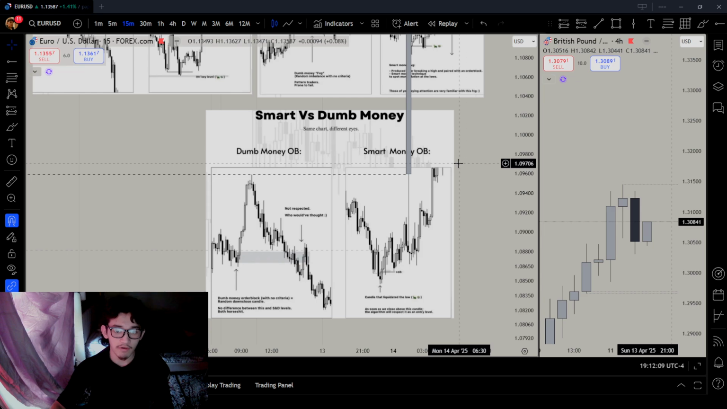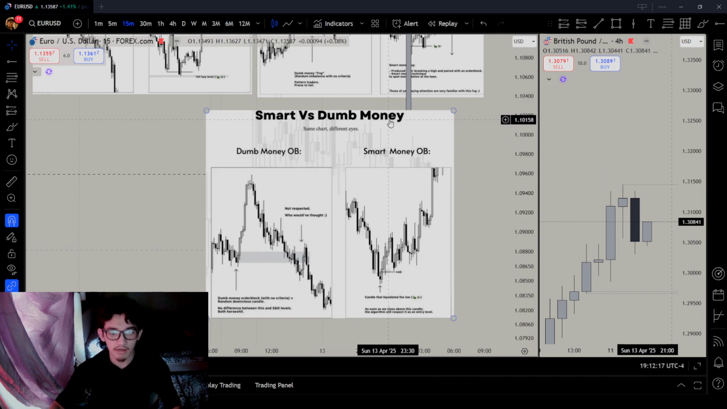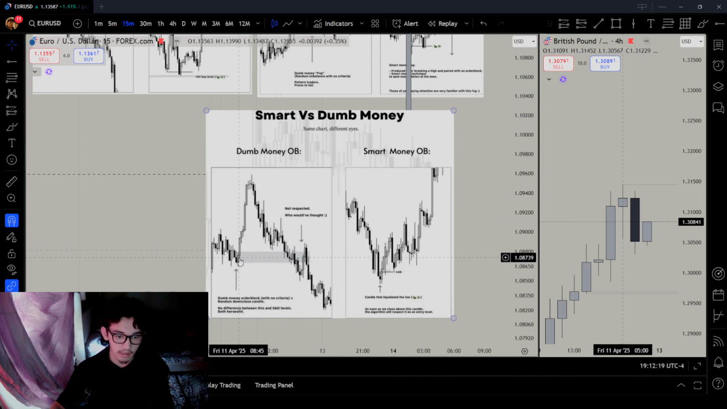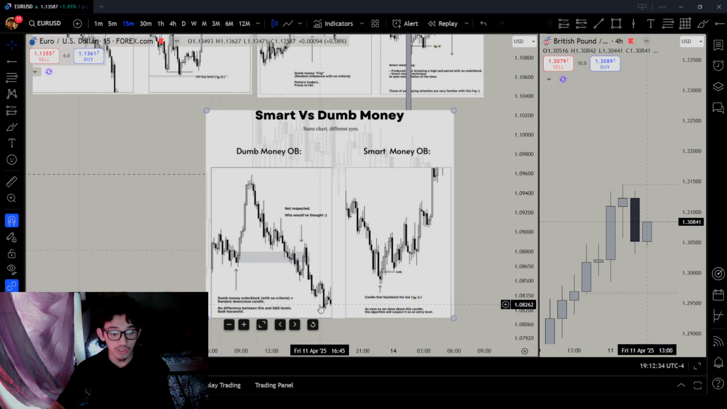So now let's go over the smart money versus the dumb money order block, otherwise known as model number 1, right? Same chart, different eyes. Dumb money, right? A dumb money long at this order block, a dumb money order block with no criteria equals a random down close candle, right? No difference between this and support resistance levels, right? Both are horse shit, right?